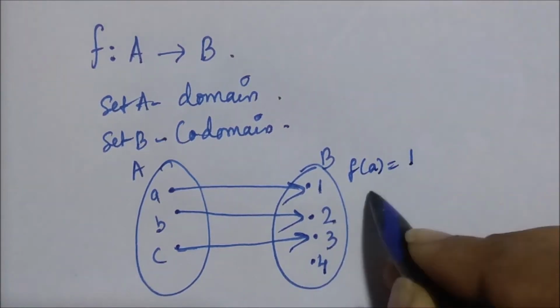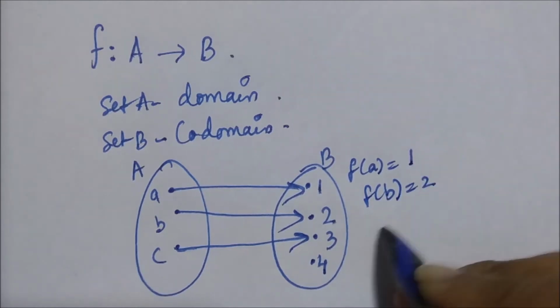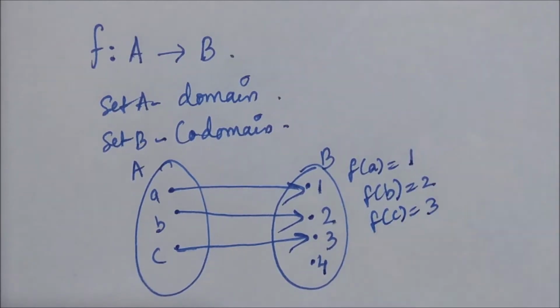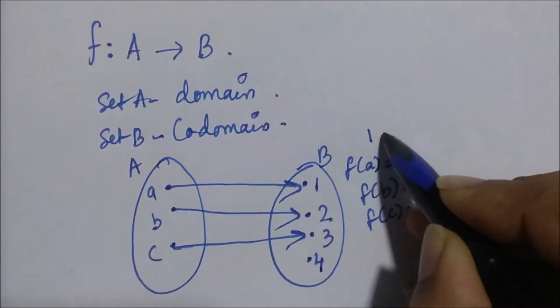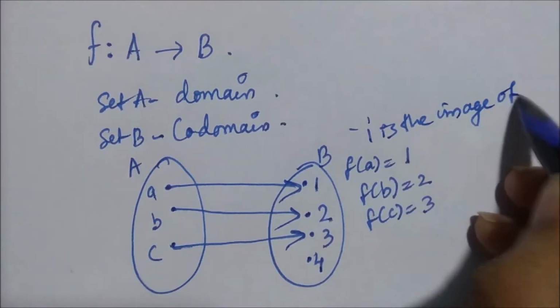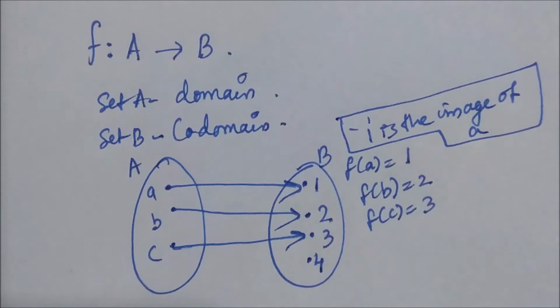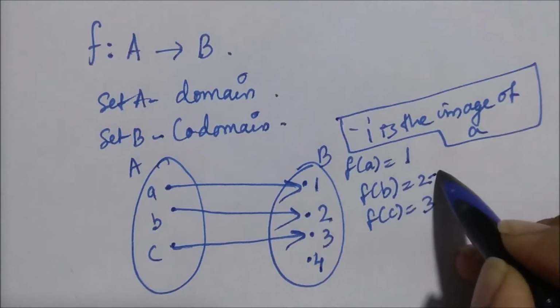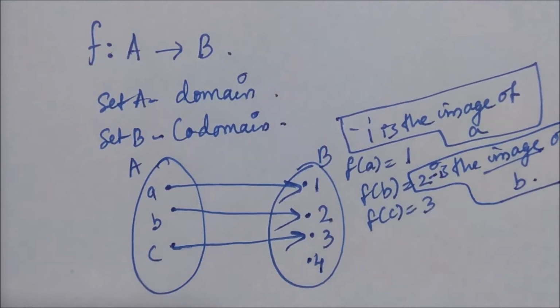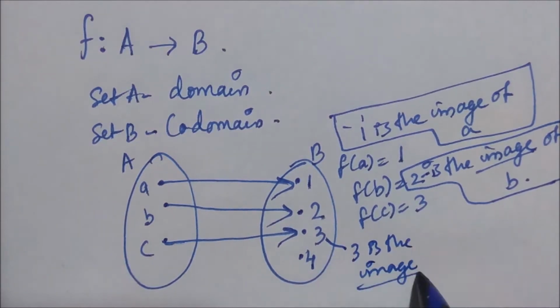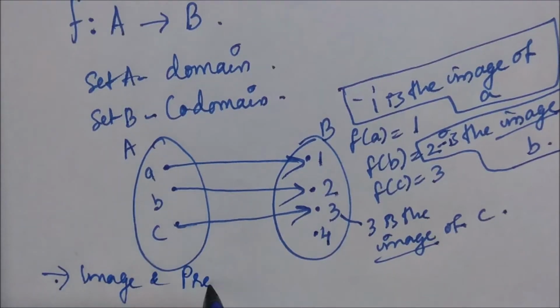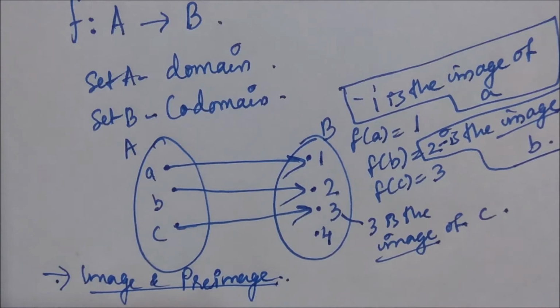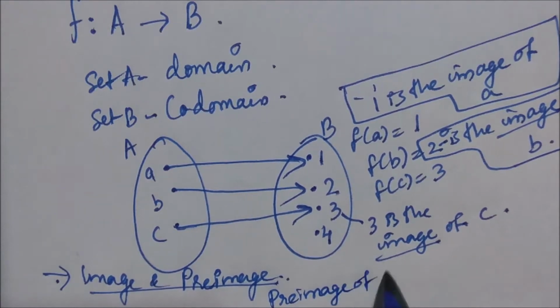Now 1 is called the image of A. The element 1 in the set B is called the image of the element small a in the set A. Okay. And 2 is called the image of B. 3 is called the image of C. And when we call the element 3 in the set B as the image of the element C in the set A, it means that C is the pre-image of the element 3.